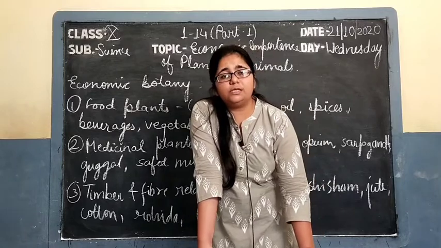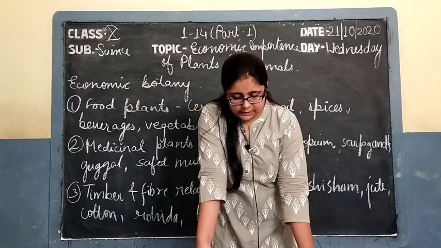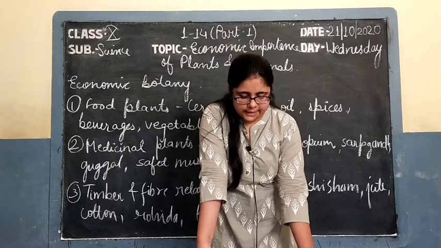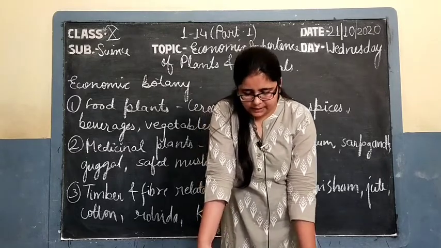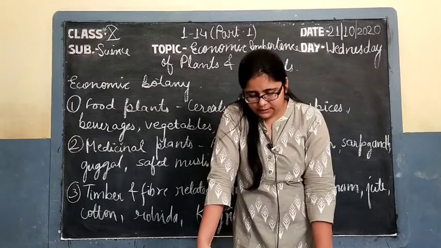Then comes the plants in which medicinal values come from the bark. First one is quinine, that is Cinchona officinalis, and the second one is arjun, that is Terminalia arjuna. These are the plants in which medicinal values are present in their bark.